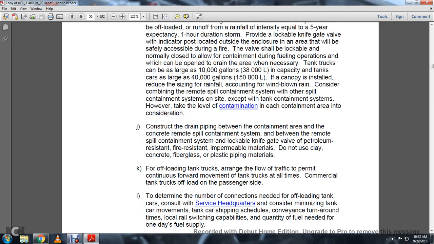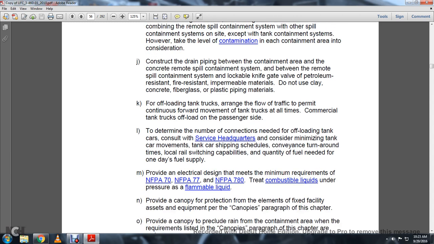J. The construction of the drain pipe between the containment area and the remote spill containment system should include a lockable knife gate valve. Use petroleum-resistant, fire-resistant, and impermeable materials. Do not use clay, concrete, fiberglass, or plastic piping materials.